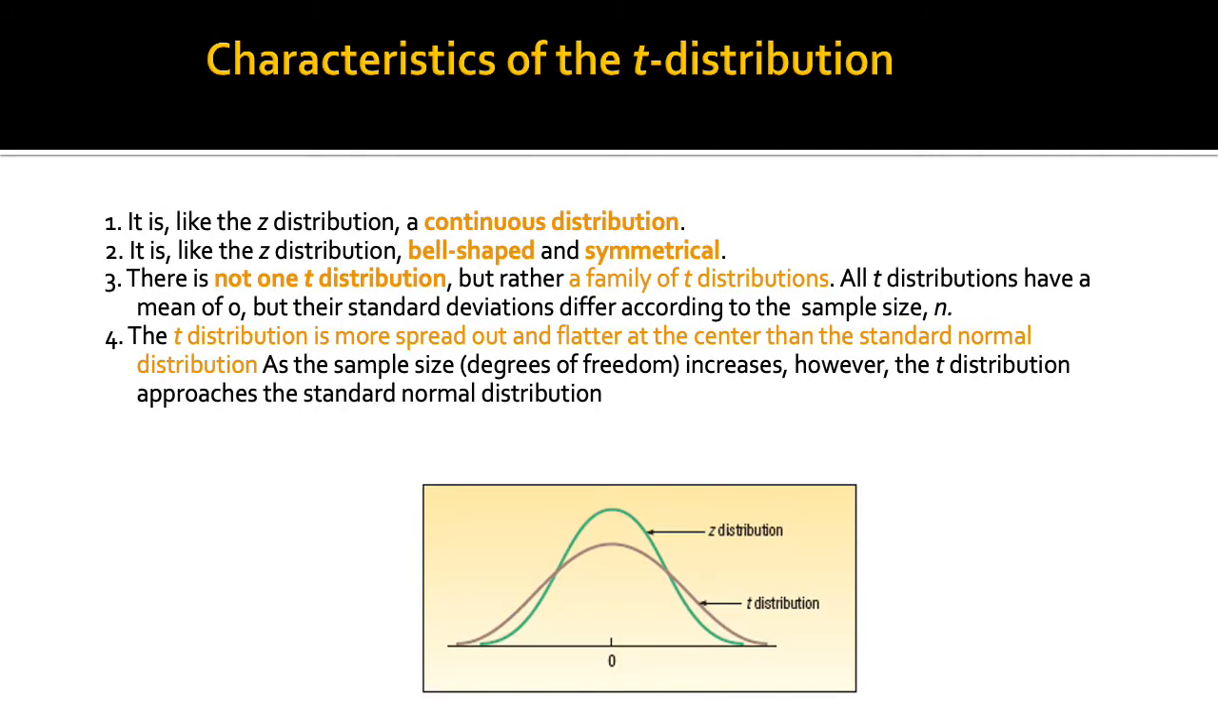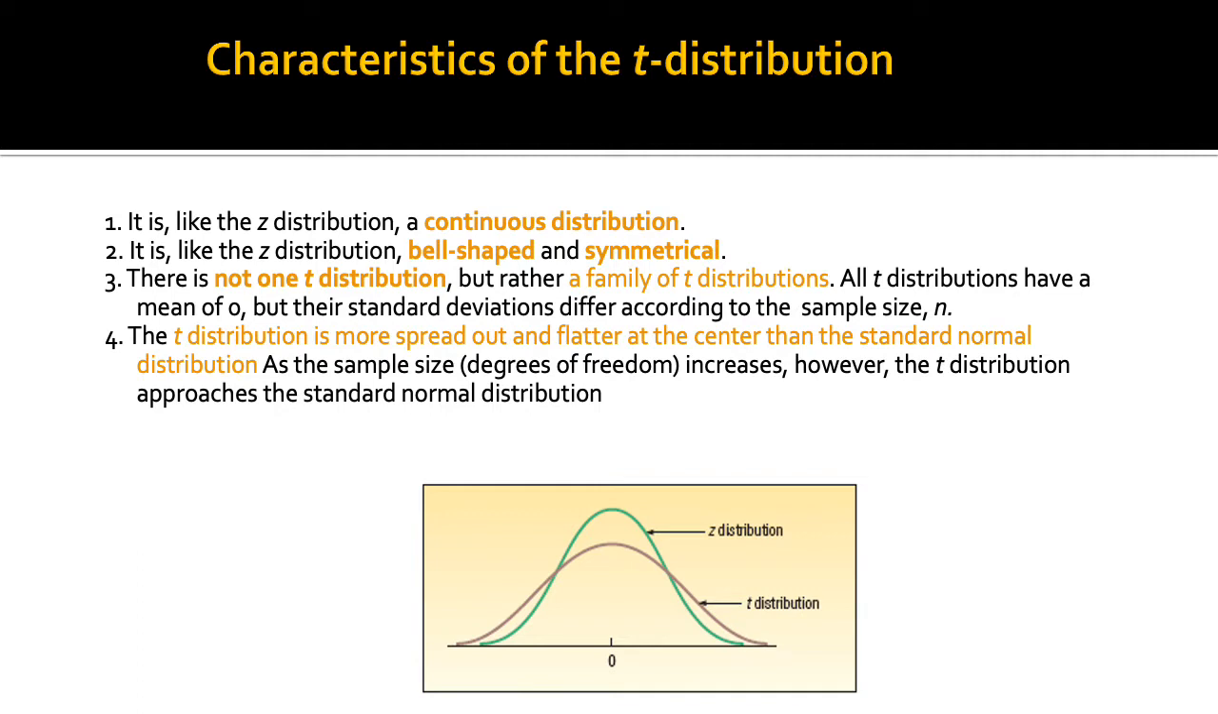So let's start by thinking about our t-distribution. The t-distribution is very similar to a z-distribution. And there is not just one t-distribution, but rather a family of t-distributions. All of the t-distributions have the same mean, which is 0, just like our normal z-distribution. However, the t-distribution has a variation of width based on the sample size.